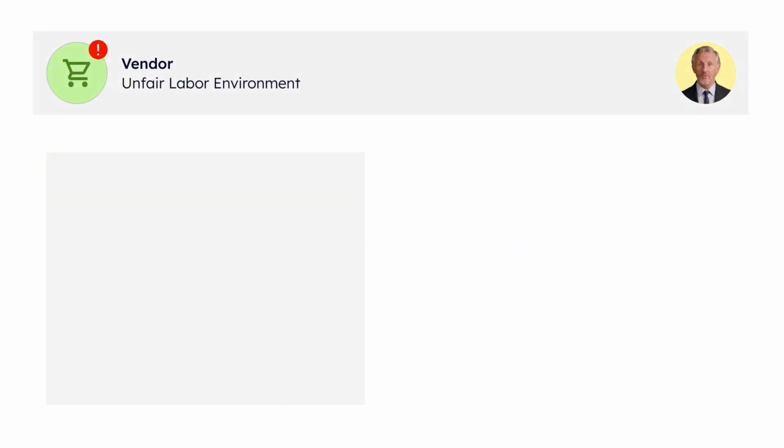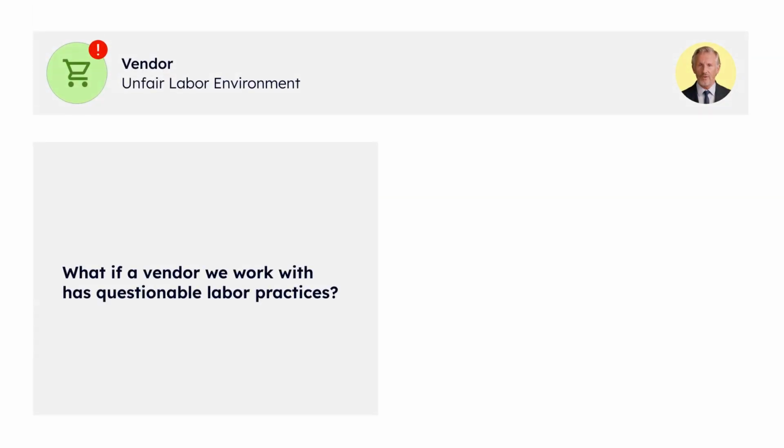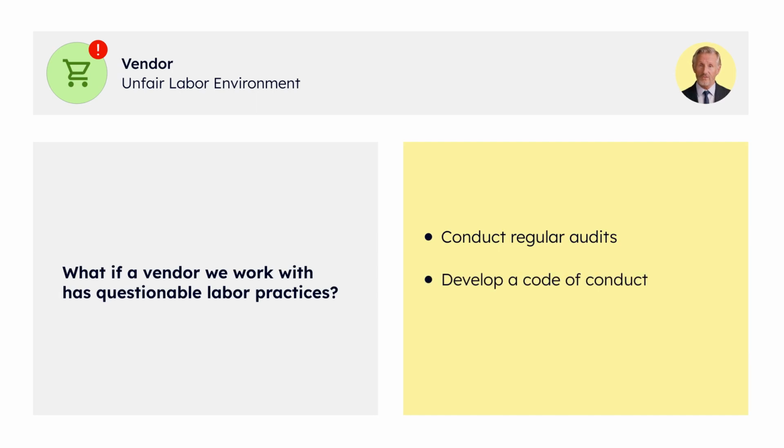Then there are risks that are not so obvious. For instance, what if a vendor we work with has questionable labor practices? If uncovered, it could lead to reputational damage for us, given our commitment to ethical sourcing. Our strategy: we could conduct regular audits, develop a code of conduct for our vendors, and have contingency plans if a vendor fails to meet our standards.